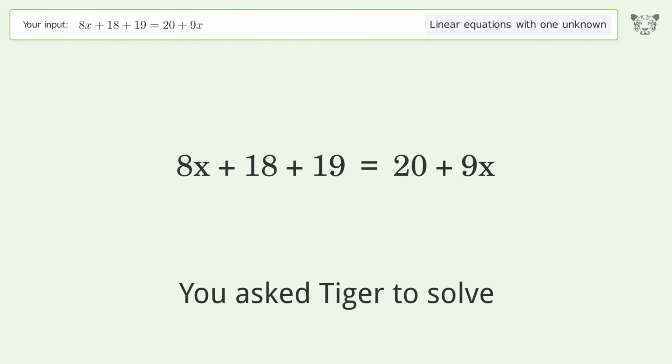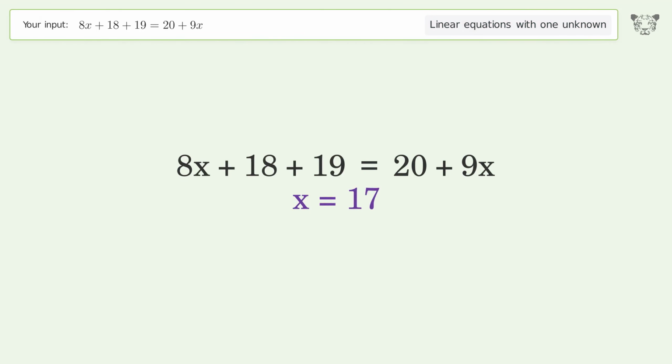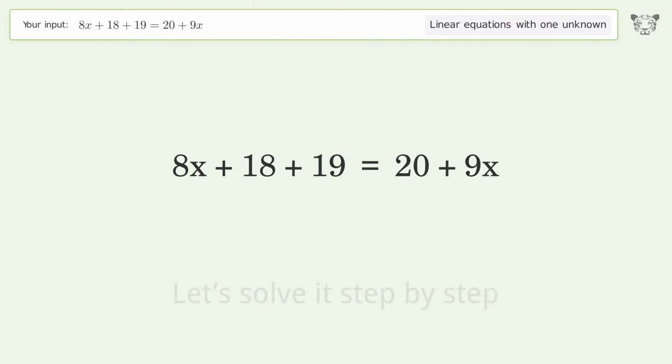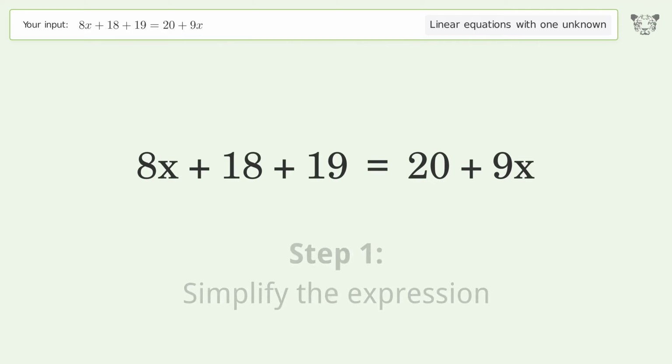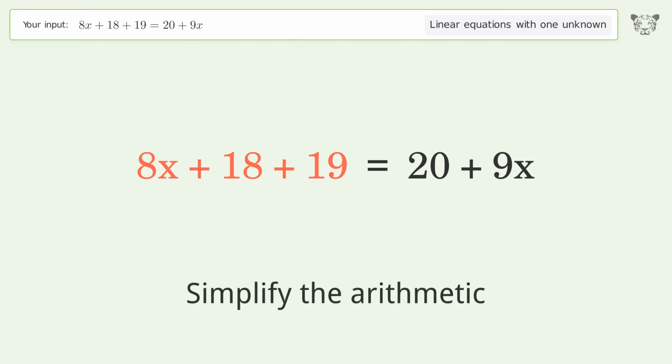You ask Tiger to solve. This deals with linear equations with one unknown. The final result is x equals 17. Let's solve it step by step. Simplify the expression. Simplify the arithmetic.